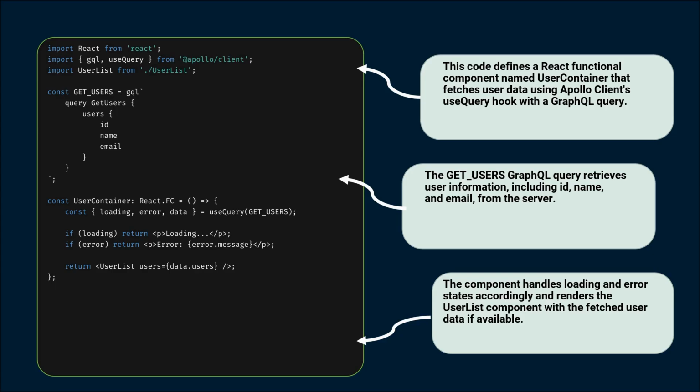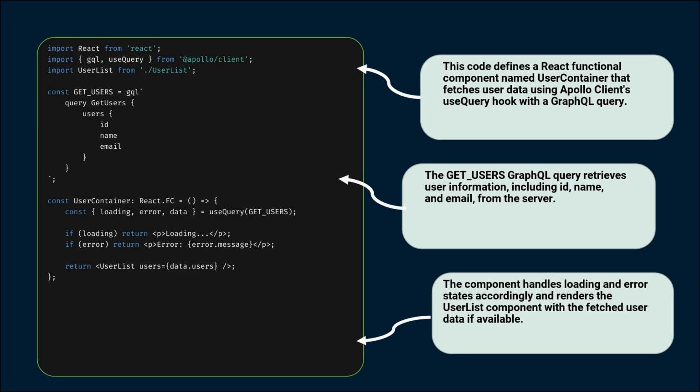Next, we define a GraphQL query called getUsers, which retrieves a list of users with their associated details, such as id, name, and email. This query will serve as the foundation of our data fetching logic. Now let's implement the user container component, which will utilize the useQuery hook to fetch the data from the GraphQL server based on our defined query. The useQuery hook provides us with the loading state, error messages, and the fetch data.